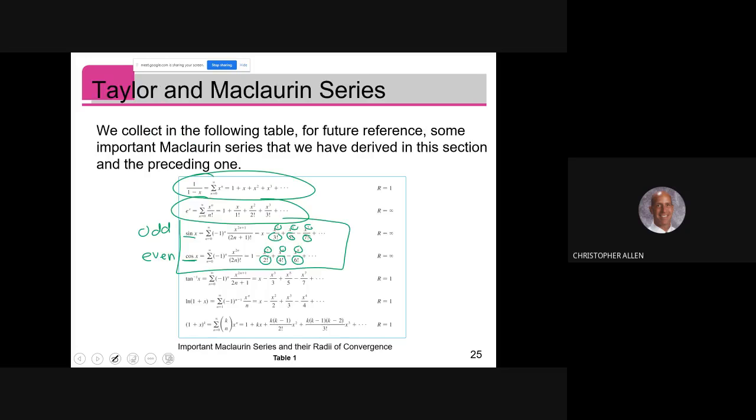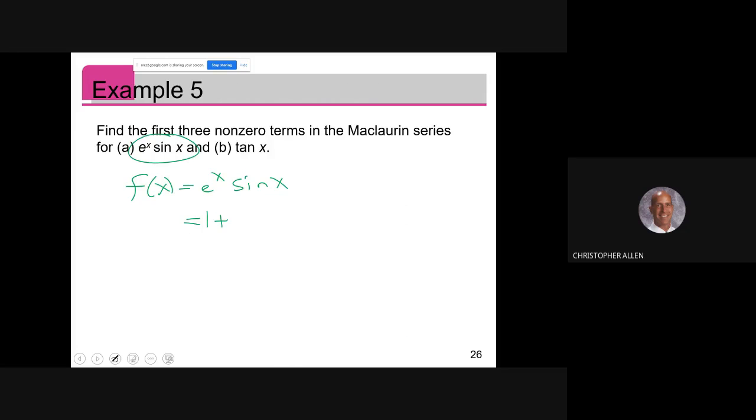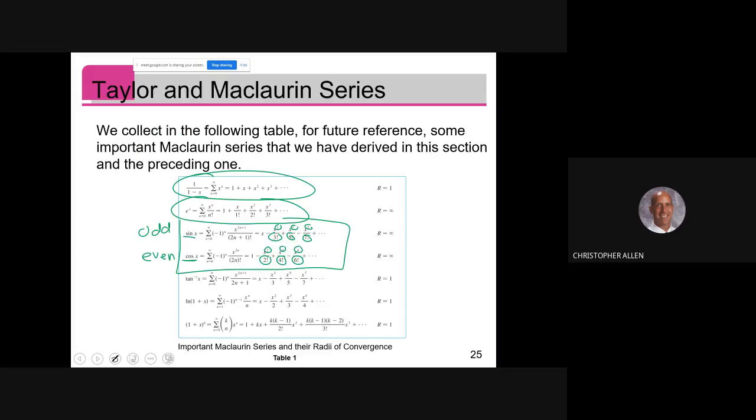It's right here, right? It's 1 plus x plus x squared over 2 factorial plus x to the third over 3 factorial, plus x to the 4 over 4 factorial. Anyways, you guys get the idea, correct? That came from this list of well-known Taylor series.